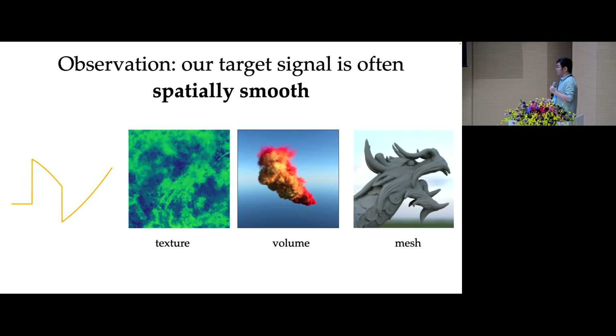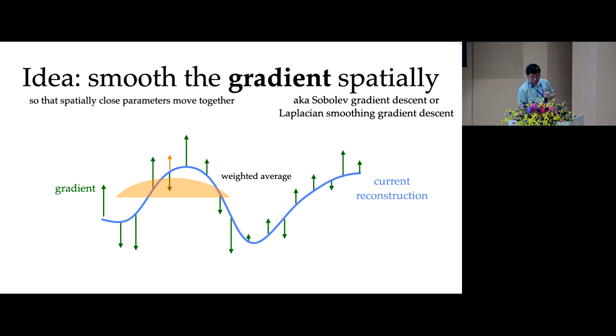So how can we do better than Adam? The observation is that our target signals, like in graphics, textures, volumes, meshes, are often spatially smooth signals. And there's something we can do, which Adam is not doing because it's a generic optimization algorithm, to use these spatially smooth properties. One idea, which is not our idea, and is actually already commonly done in a lot of classical optimization methods, is that we can smooth the gradient spatially.